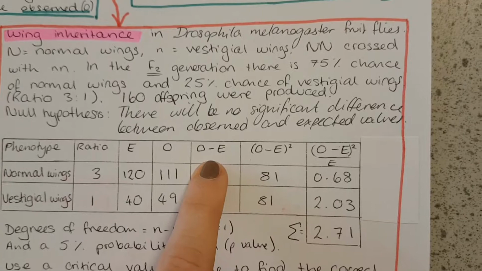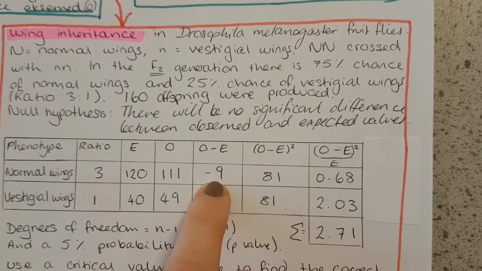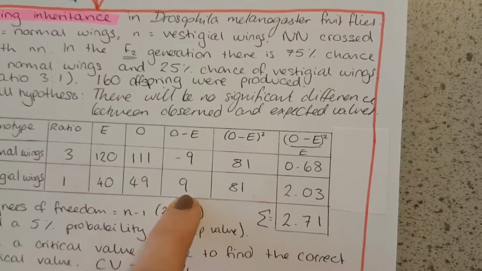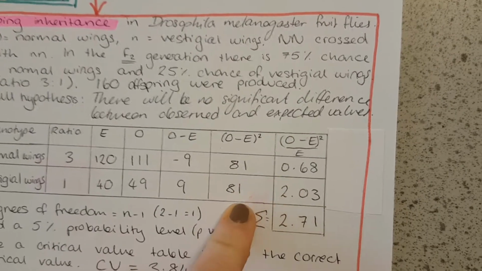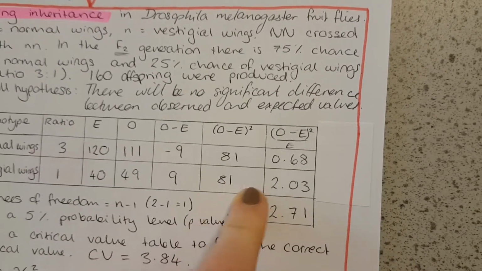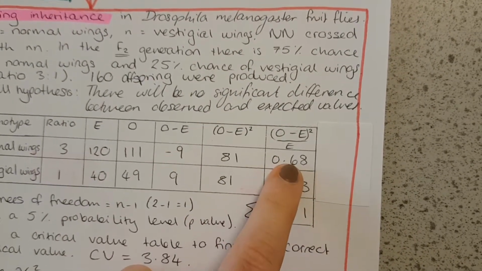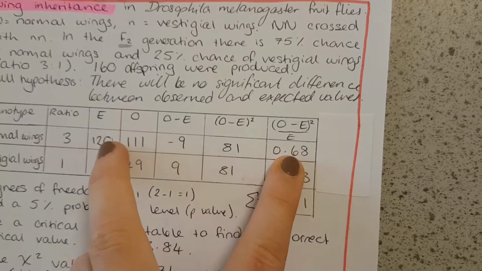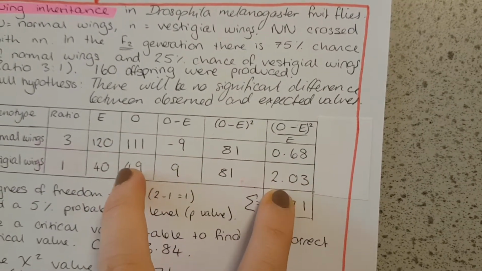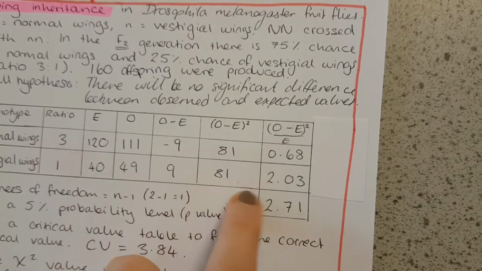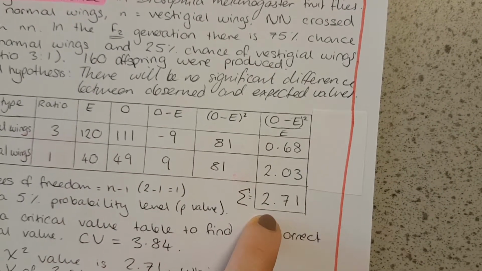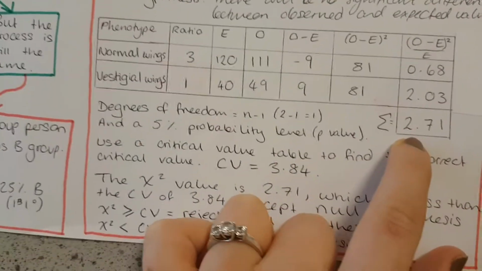So the first thing we do is find the difference. So we've got -9 for that one and 9 for that one. And then you square them, so that brings them back into positive numbers. And then you divide that by E. So that would be, in this case, 81 divided by 120. And for this one, it would be 81 divided by 40. And then you add them together, and that is your chi-squared value.